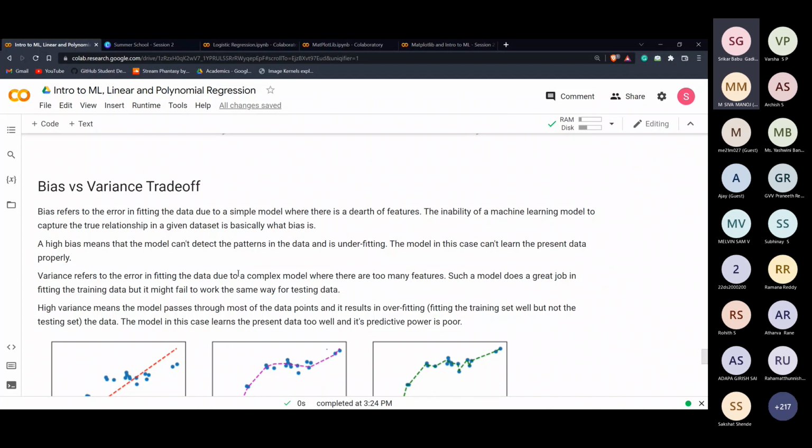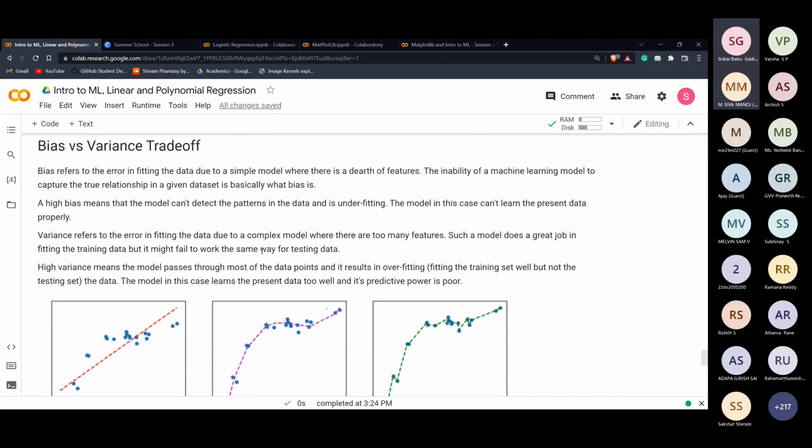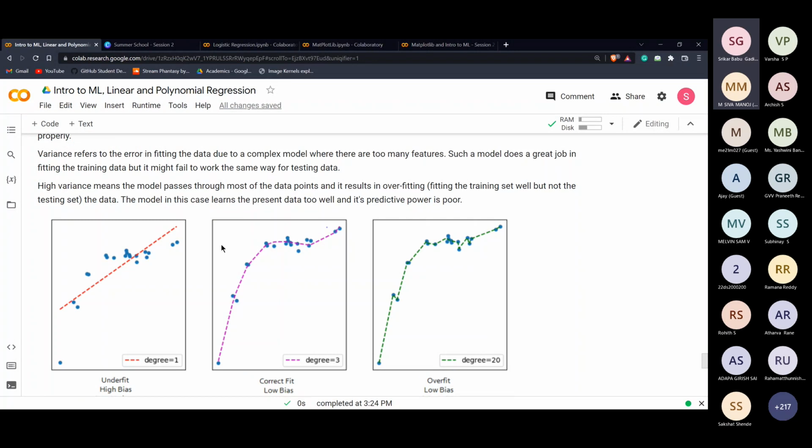Bias is the error, or the predictive error, which shows up when there's a model which is too simple and it doesn't capture many features of the data. Let's say these are my data points. This is a new set of data points. And if I try to pass in a linear curve, it has high bias. That means there's way too much error because the model is very simple.